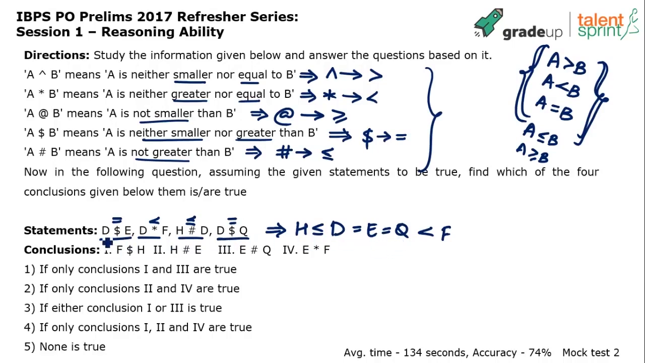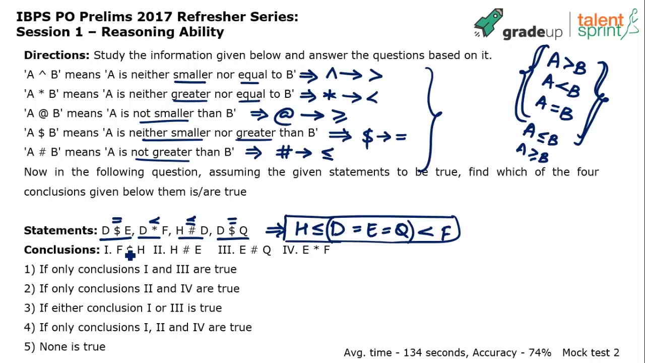And D is less than F. Very clearly, all three are equal, right? So D is equal to E equal to Q. So actually Q is less than F. But since Q and D are equal, I can also say that D is less than F. So this is the statement that we need to consider. Right? Now look at the conclusions.